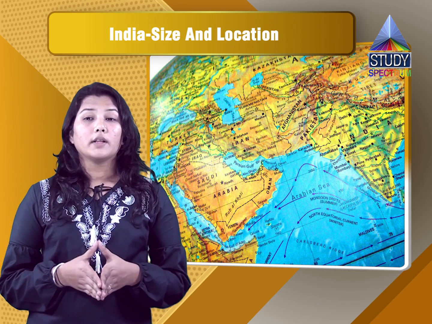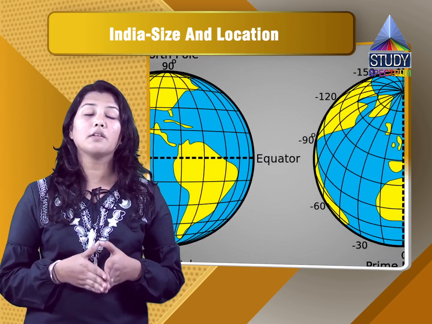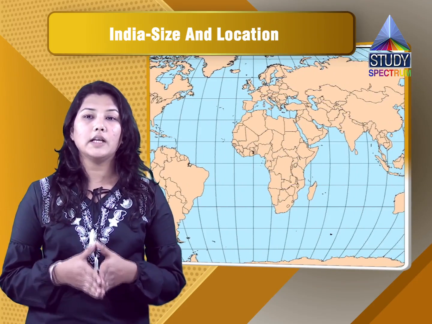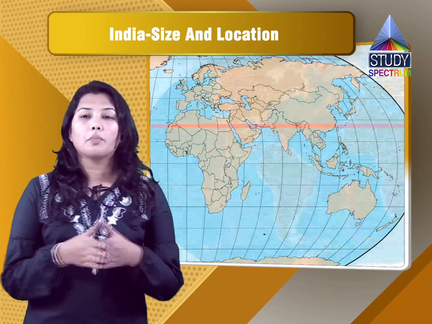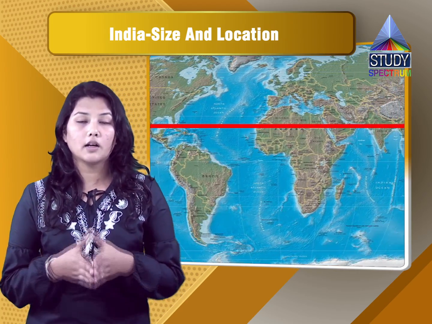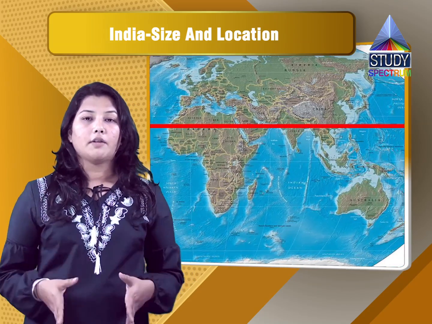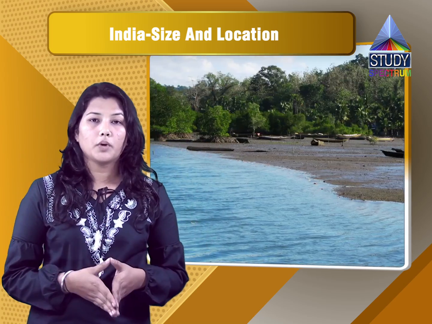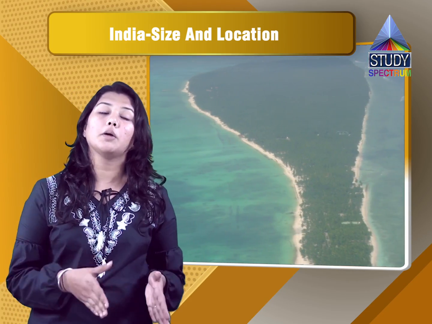Now, India lies in the northern hemisphere. Its mainland extends between the latitudes 8 degrees 4 minutes north and 37 degrees 6 minutes north. And the longitude is 68 degrees 7 minutes east and 97 degrees 25 minutes east. Then there is the Tropic of Cancer, which lies at 23 degrees 30 minutes north, that divides the country into 2 equal halves. To the southeast of the country lie the Andaman and the Nicobar Islands in the Bay of Bengal. And to the southwest of the mainland, you have the Lakshadweep Islands in the Arabian Sea.